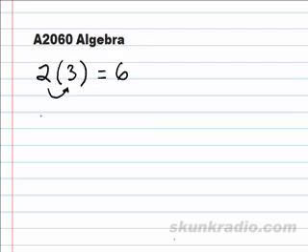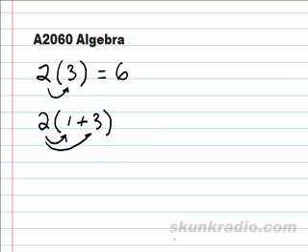But here's where the action really starts. It's when you have a term outside and then you have more than one term or number or variable inside the parentheses. So in this case, we want to take the term outside and multiply it by each of the terms inside the parentheses. Using the distributive property, we have positive 2 times a positive 1 equals positive 2, and then positive 2 times a positive 3 is a positive 6.